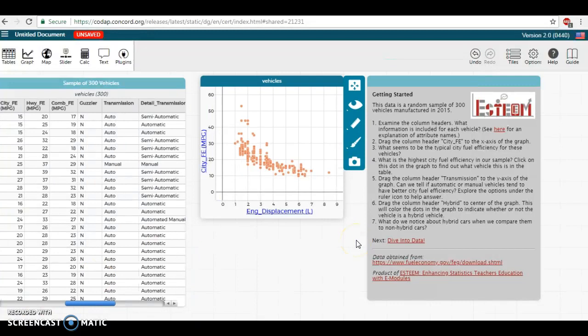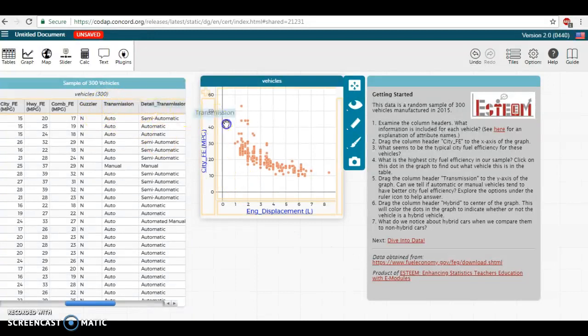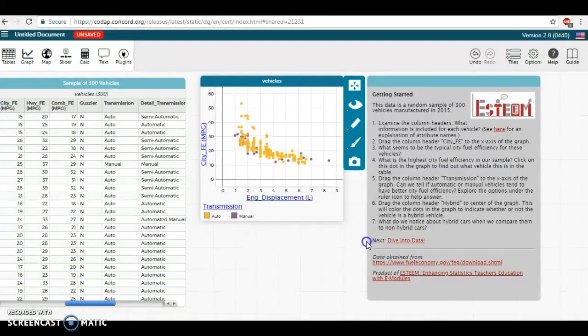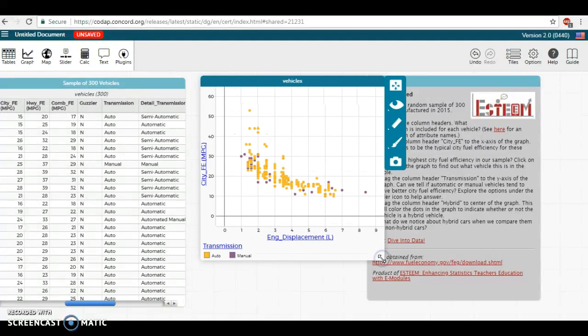So next I'm going to add a third attribute, transmission type. I'm going to just drag this here, drag it to the middle. Okay, and then let's make it a little bit bigger so it's easier to see. So with engine displacement, what he was saying earlier, if we look at this point way up here, its engine displacement is 1.5 and its city miles per gallon is 53. So that's very good. It has a low engine displacement and a high city miles per gallon.